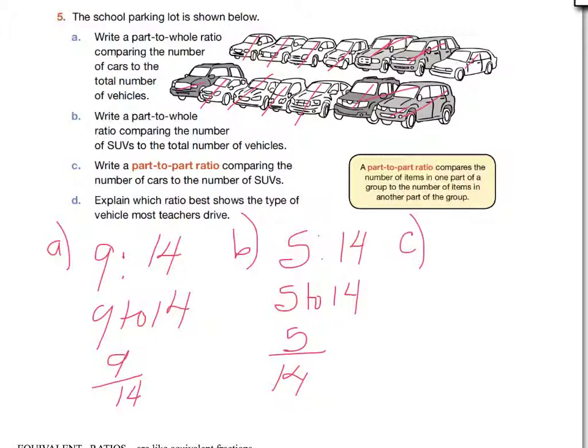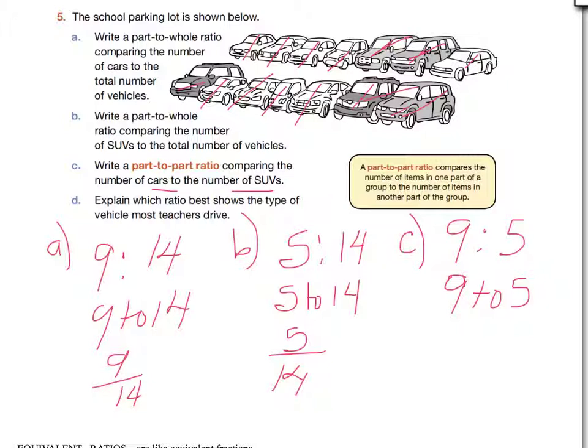C is a part to part ratio, and it's the number of cars, which we know, and the number of SUVs, which we know. So 9 to 5, 9 colon 5. We cannot write this one as a fraction because it is not a part to whole ratio.